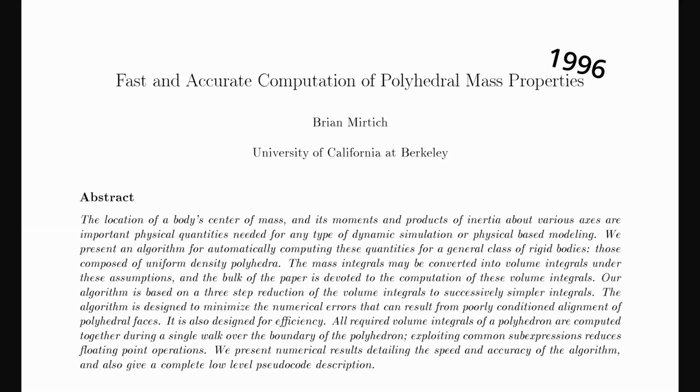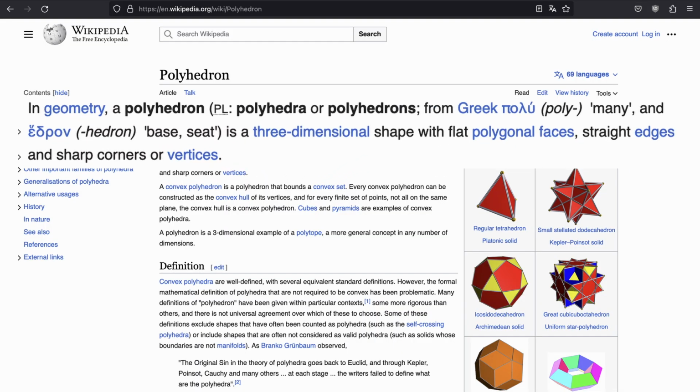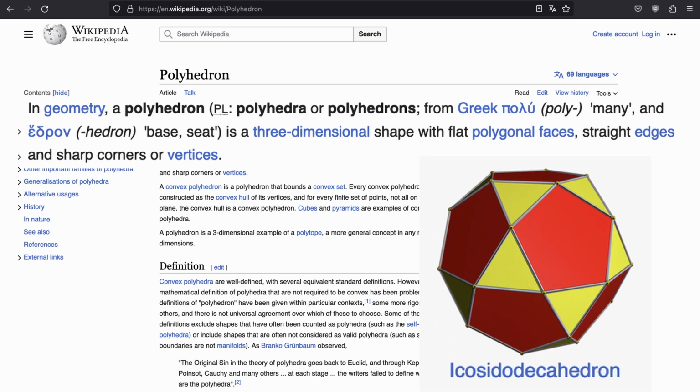After checking what a polyhedron is, I thought this paper might be exactly what I need to implement, even more general than I need, because a polyhedron is a three-dimensional shape with flat polygonal faces, straight edges and vertices, as Wikipedia says. So their faces are not required to be triangles, they can have an arbitrary amount of edges or vertices, like this thing here, which has some pentagonal faces.